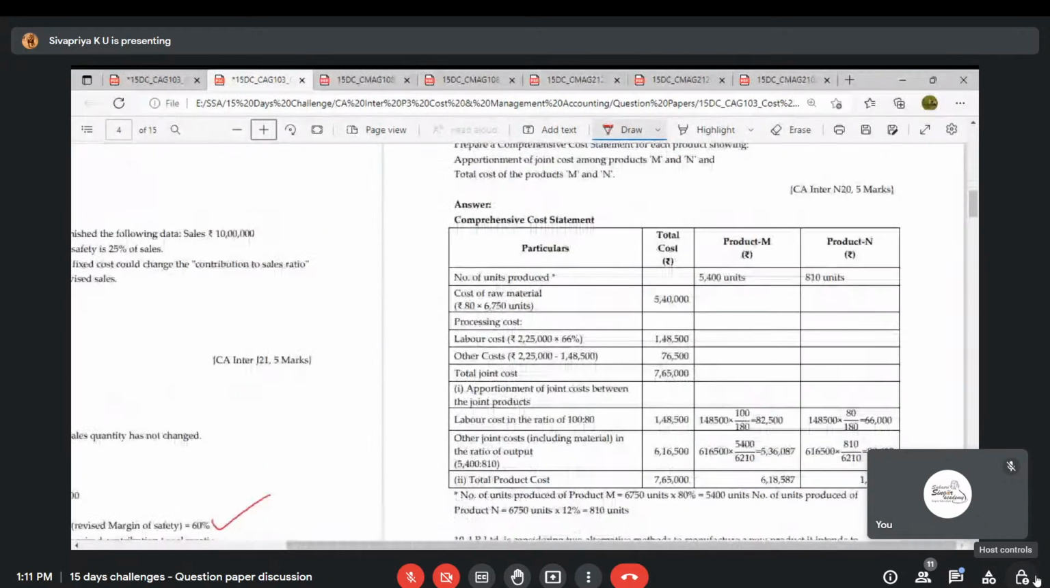Question number 9, prepare the comprehensive cost statement. So the total product cost is given. This is the answer: 6,18,587 and 1,46,430.